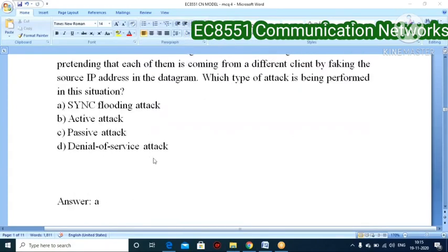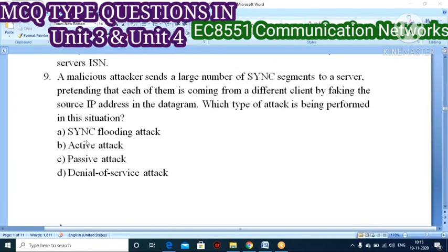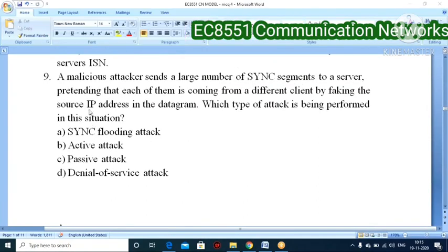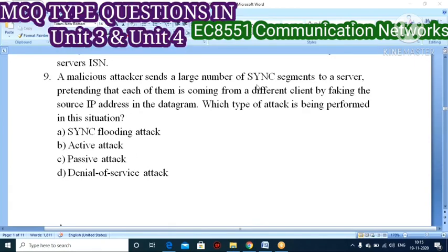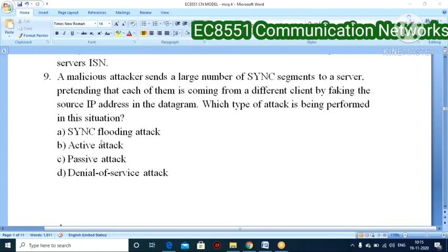Okay, let's check the answer. Option A, SYN segment. So SYN flooding attack only happens here. Okay, SYN segment. So here the SYN flooding attack will happen.